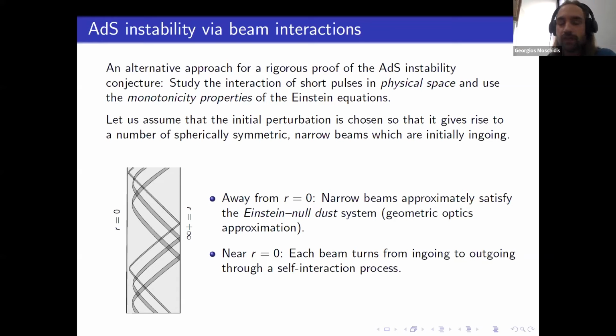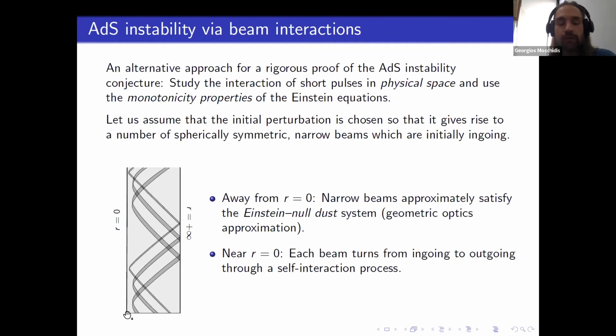And the advantage that we're going to have by working in physical space is that we're going to be able to use the monotonicity properties that the Einstein equations have when expressed in physical space. Okay, so let me describe heuristically a little bit what we're going to do. Again, we want to prove the AdS instability conjecture, so we want to construct arbitrarily small perturbations of the trivial data, which eventually create a trapped surface.